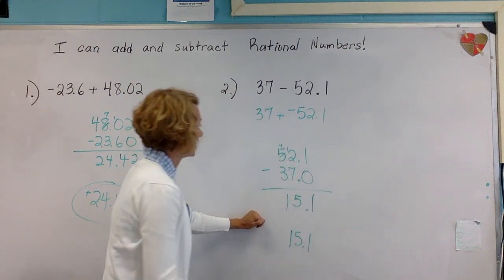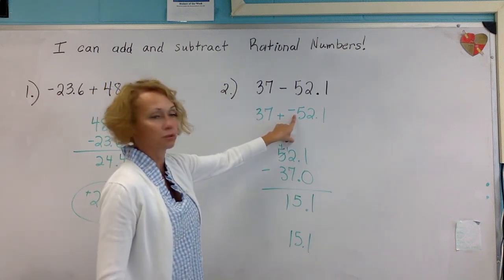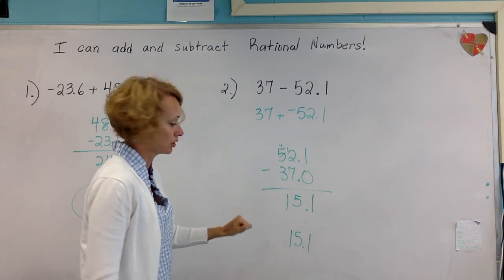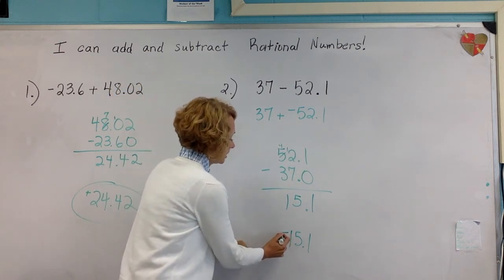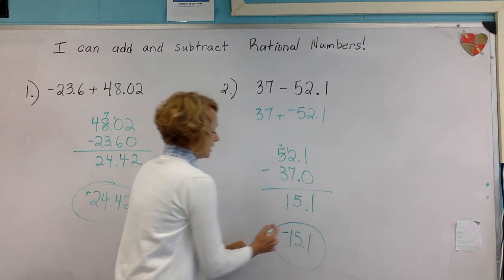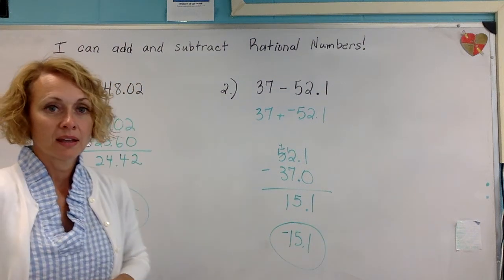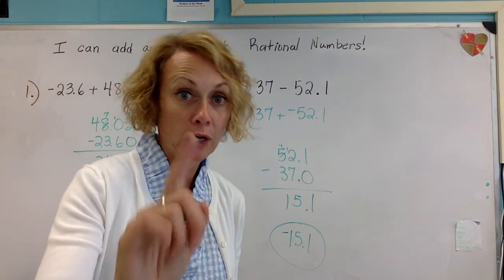I've got to check my signs though. Remember, if signs are different, you subtract and take the sign of the larger. This would be a negative 15 and 1/10. Rewind this and watch it if needed.